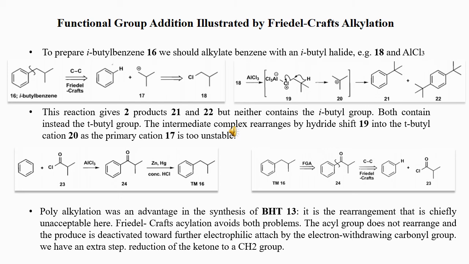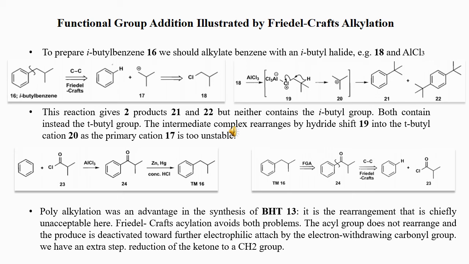Now if we look at target molecule 16, for preparing isobutyl benzene 16, we should first alkylate the benzene with isobutyl halide. For example, 18 here in the picture is isobutyl halide.